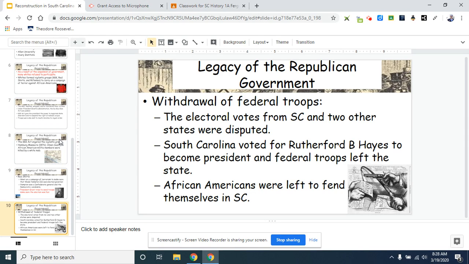Because Rutherford B. Hayes basically kind of sold his soul to the devil and said, hey, if y'all vote for me, I'll end military reconstruction and send the troops home. And everybody was like, yes, that guy. That's who we want for president. And African Americans, though, unfortunately, former slaves were left to fend for themselves with very, very, very little protection from any government entity at that point because the state was not really that concerned with helping them.